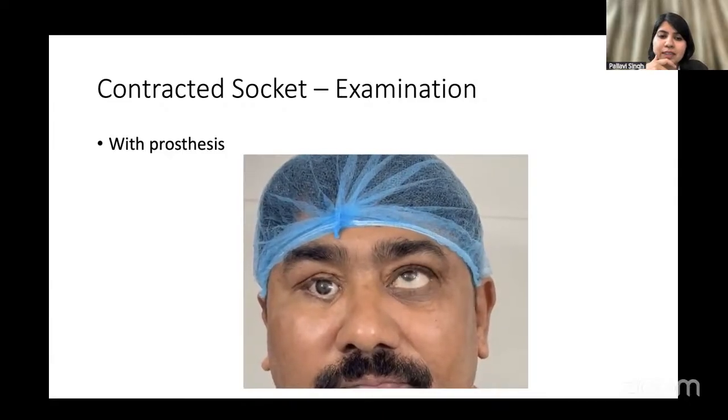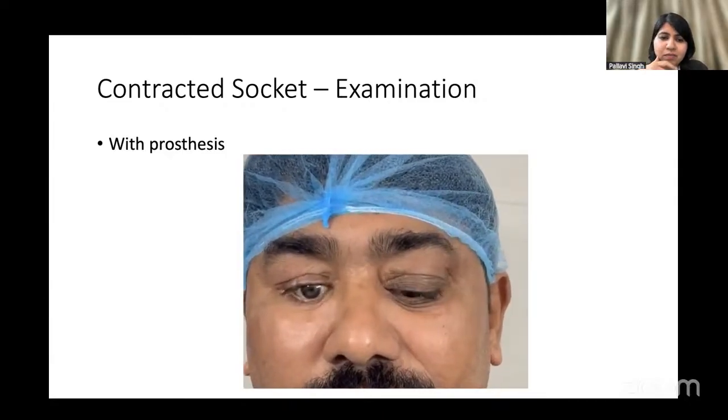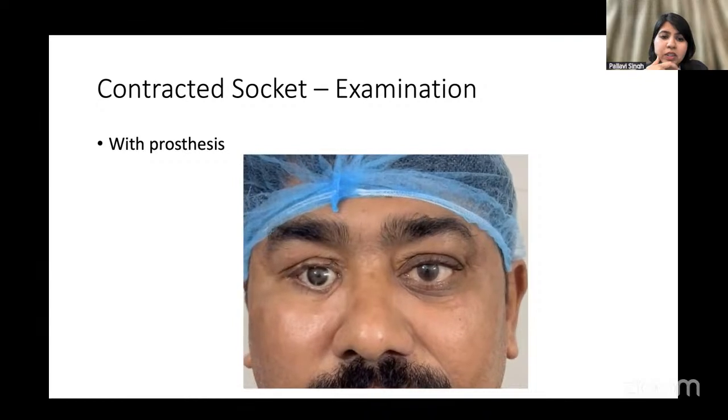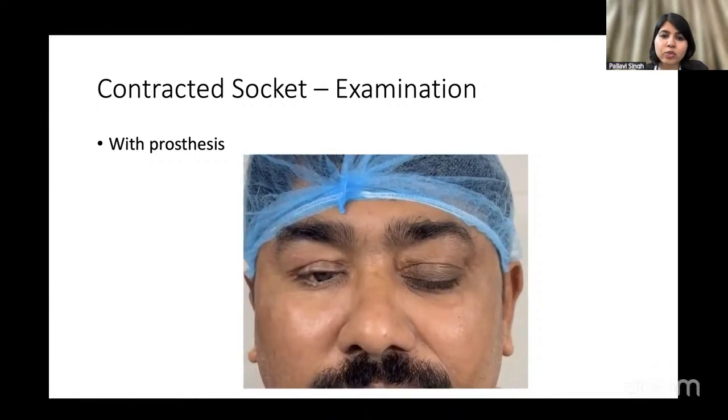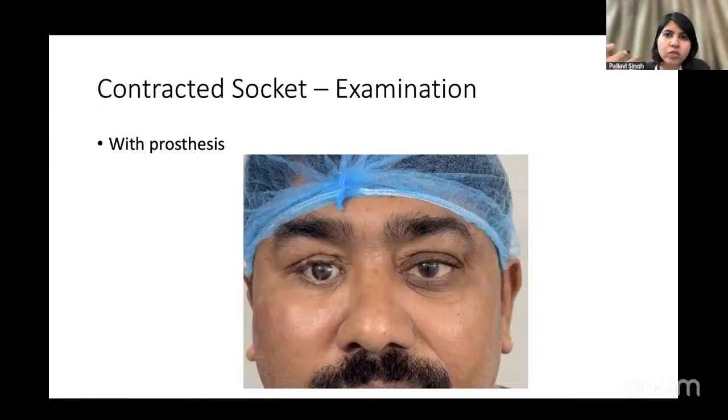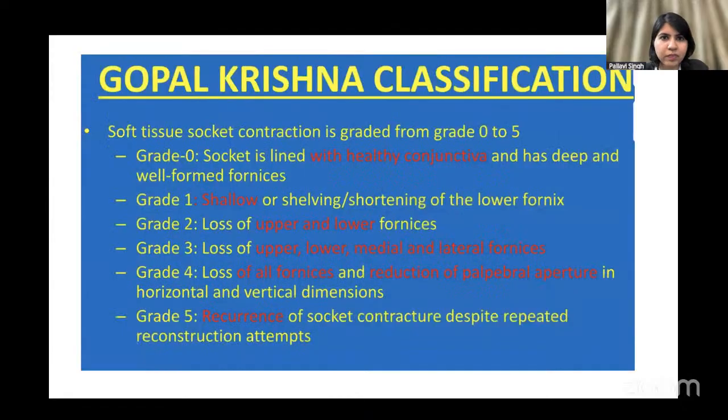Like you can see in this case, there is lower lid shelving and there is almost minimal movement of the prosthesis. And when you ask him to close the eye, his eye cannot close completely. So this is obviously a socket which is not great. The prosthesis is not fitting well. So we need to do something to reconstruct it.